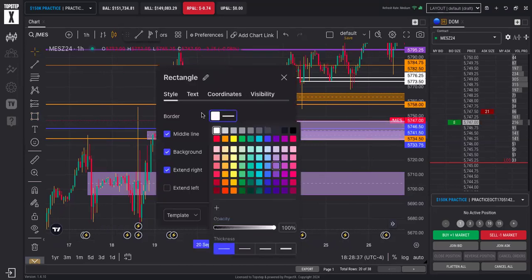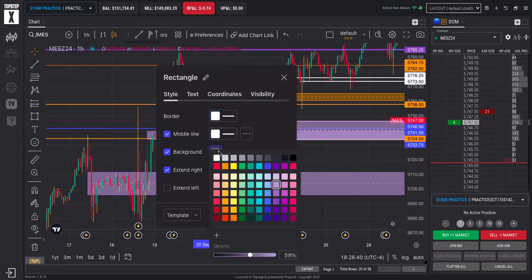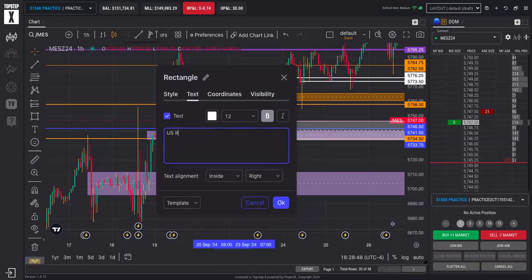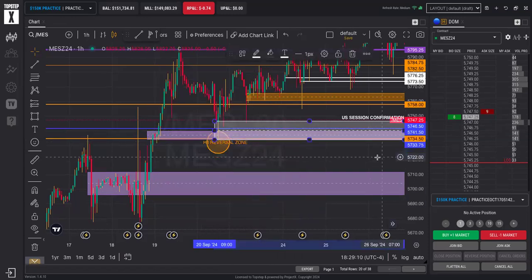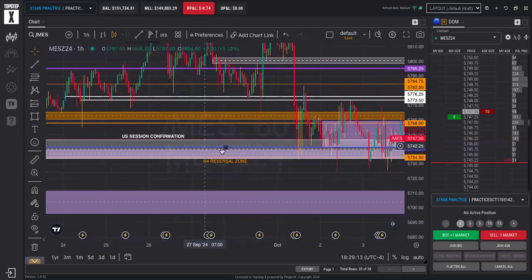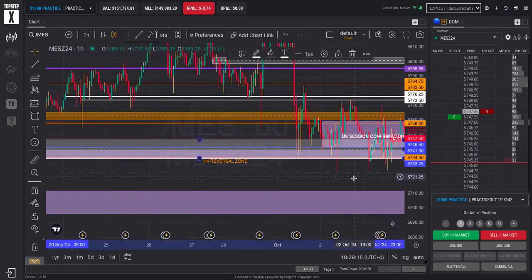So I'm just going to mark that off in white, and I'm going to make it very faint because I don't want my whole chart looking like that. I'm just going to mark US session confirmation. All right, with me so far? Yep, I'm with you. All right, then we're going to put that over here, go to the right, and stretch over to the right, bam.